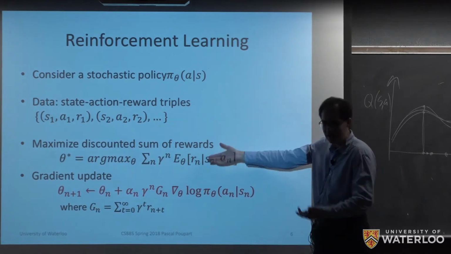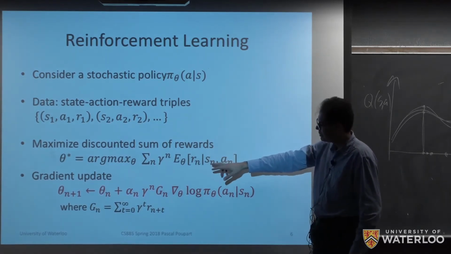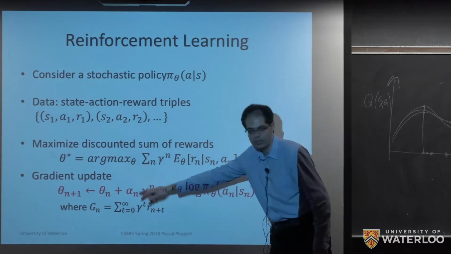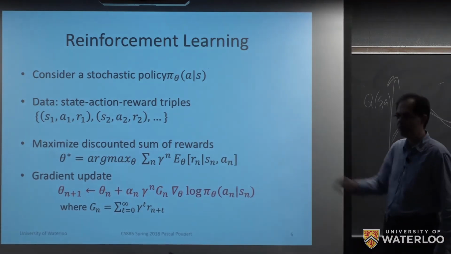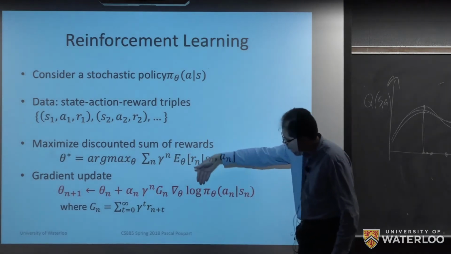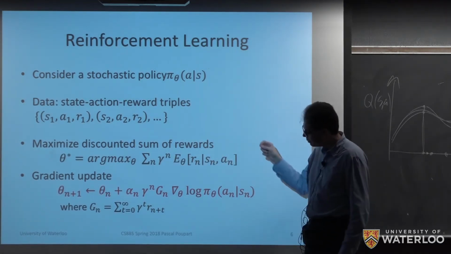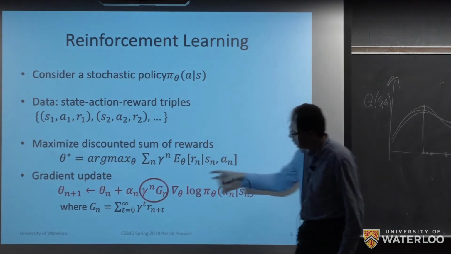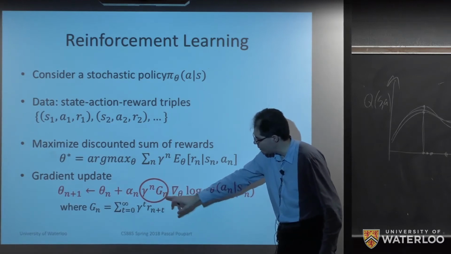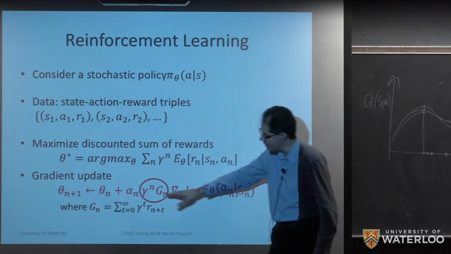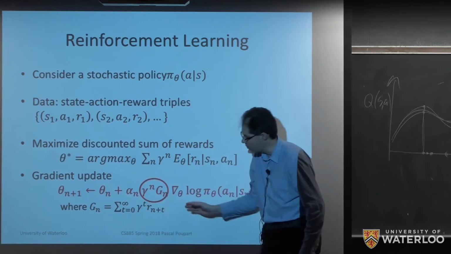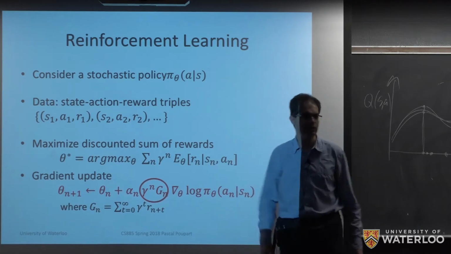But now if we simply take the derivative with respect to theta to obtain a gradient, then we obtain the following update. And now if you look at this update, this is very interesting because we have again the gradient of the log of the policy. But what's different is that now we have here gamma to the n times g_n, where g_n I'm going to define as simply the Monte Carlo estimate for the sum of the discounted rewards in one trajectory.